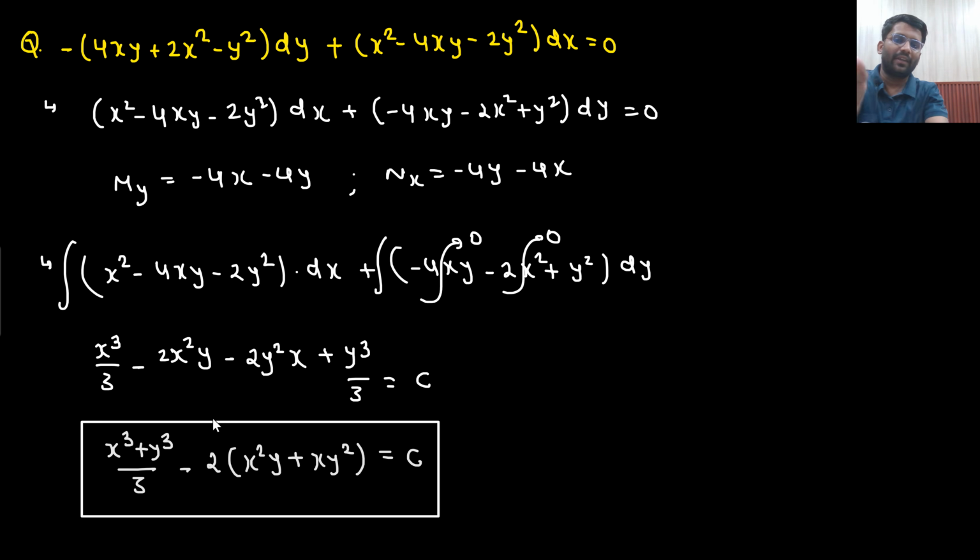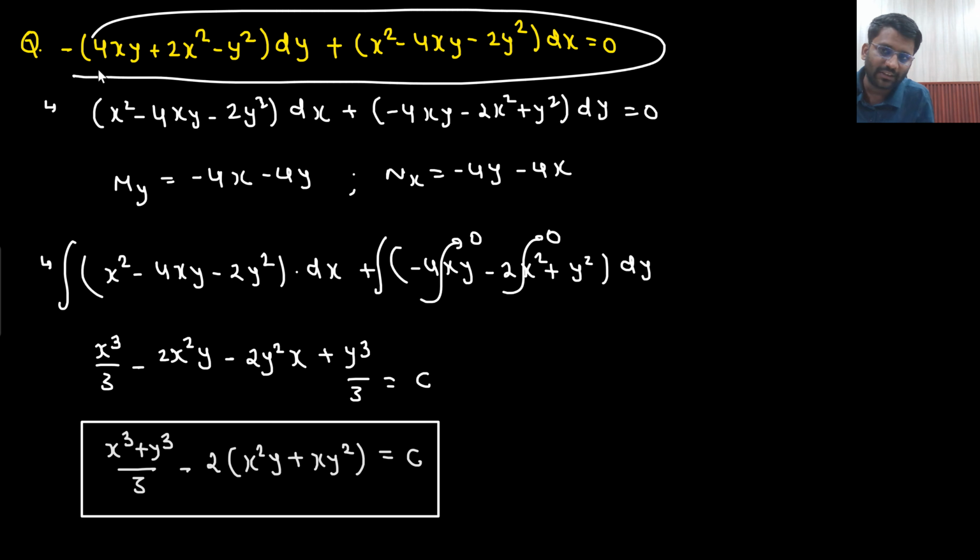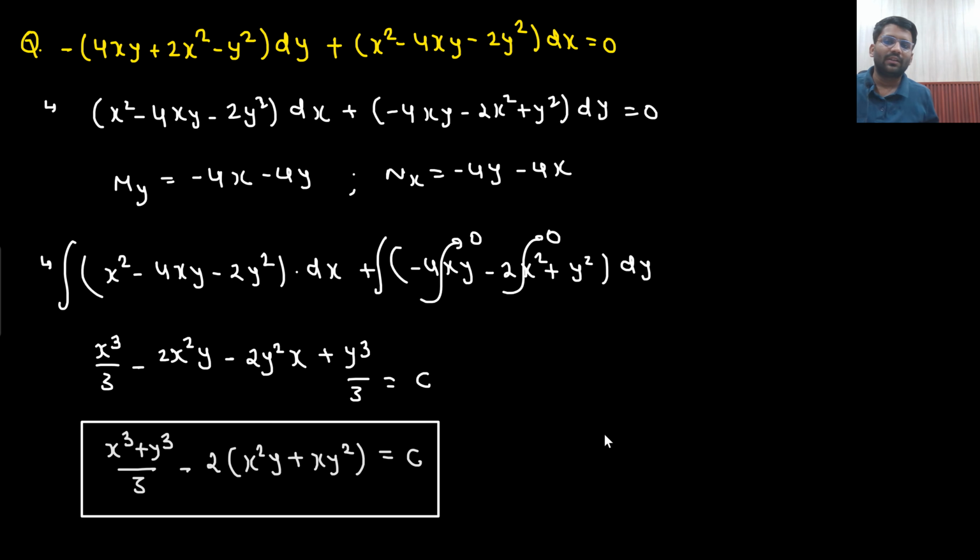So m dx plus n dy. Can you apply inspection here? Can you solve it by the inspection method? Absolutely not, sir. So many terms: 2x square minus y square, 4xy, x square minus 2y square. Can I solve it with the inspection method? Absolutely not. With the inspection method, sir, it is nearly impossible to solve this equation.